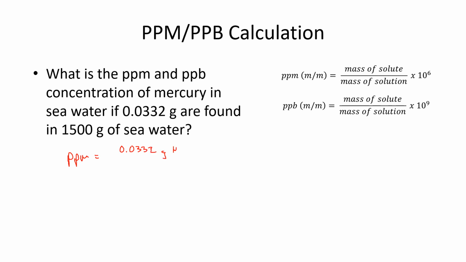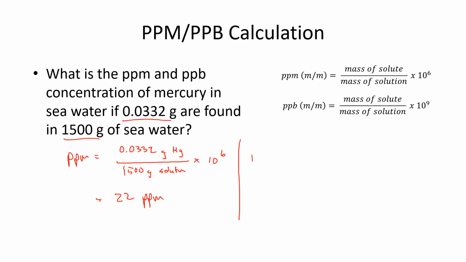0.0332 grams of mercury divided by the 1,500 grams of solution, which is the seawater, and multiply that by 10 to the 6th. So 0.0332 divided by 1,500 equals that times 10 to the 6th. I get 22 parts per million. I guess we got two sig figs there. 22 parts per million. And so obviously that's probably the best way to express concentration with this value.